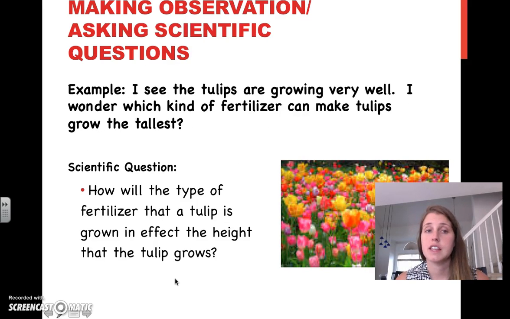So in our example here, I've got a bunch of tulips and it says, I see the tulips are growing very well. I wonder which kind of fertilizer can make the tulips grow the tallest. Well, my scientific question would be, how will the type of fertilizer that a tulip is grown in affect the height that the tulip grows? So we have our independent variable, which is the height of the fertilizer, and our dependent variable.